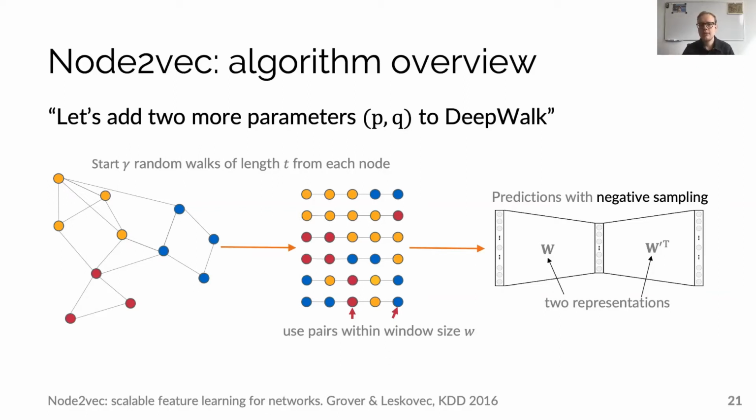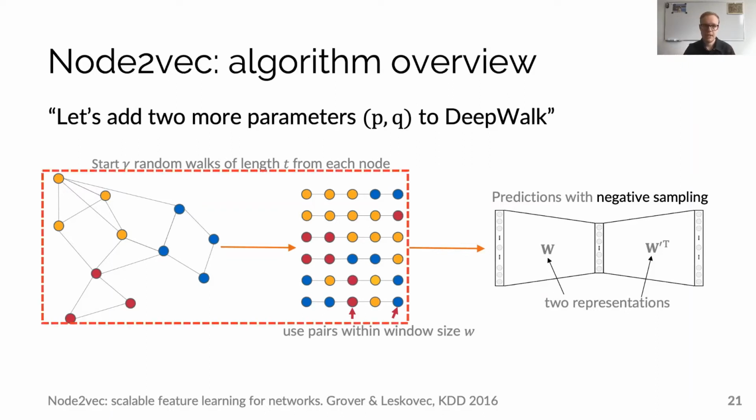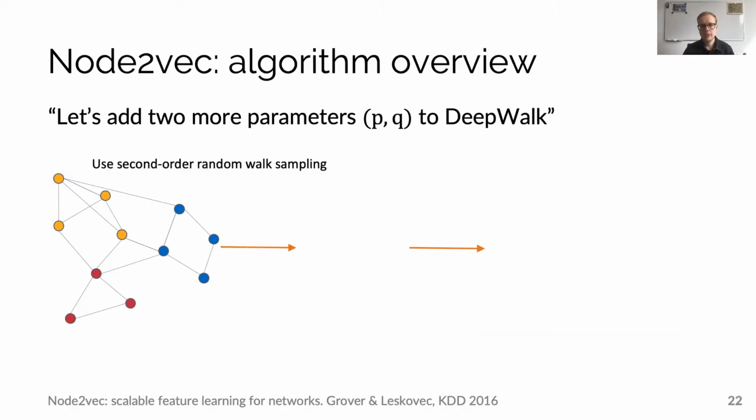So they try to add 2 more parameters, P and Q, to DeepWalk. The rest of it is practically the same except for the negative sampling part. So the negative sampling is the same as in LINE, and the whole random walks, gamma random walks of length T, use pairs within window size W is the same as in DeepWalk, but there are 2 more parameters, and I will show how they work. So I will focus on the walk generation part because this is where the parameters are actually used.